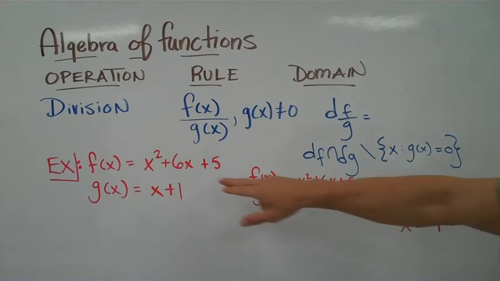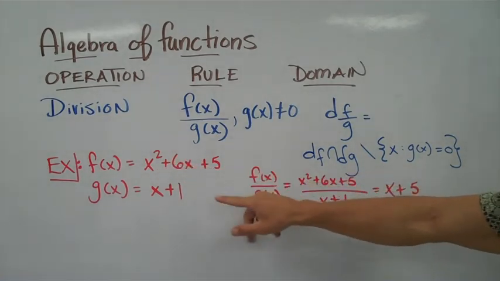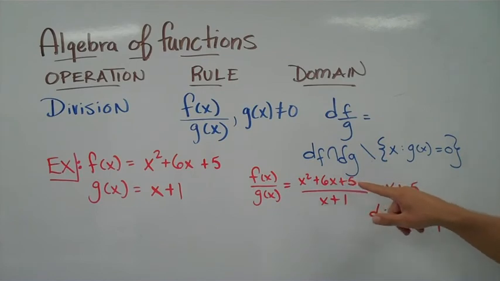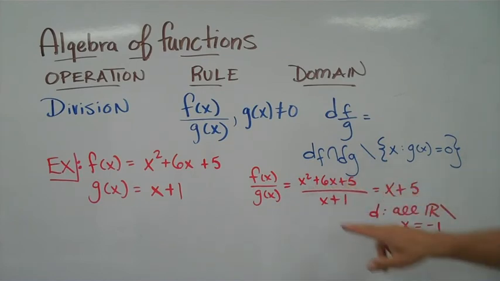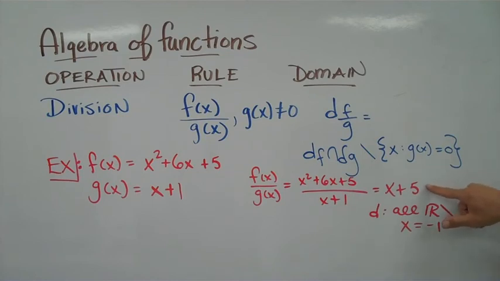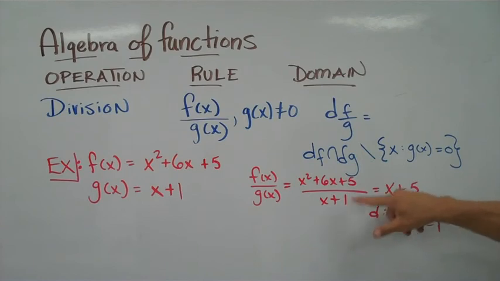For example, if f(x) = x² + 6x + 5 and g(x) = x + 1, f(x) over g(x) is (x² + 6x + 5) divided by (x + 1). When you divide this into this, either by synthetic division or long division, you get the other factor, x + 5. It's true that (x + 5) times (x + 1) gives you x² + 6x + 5.